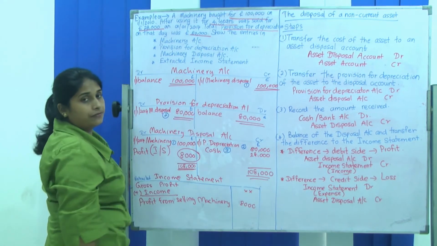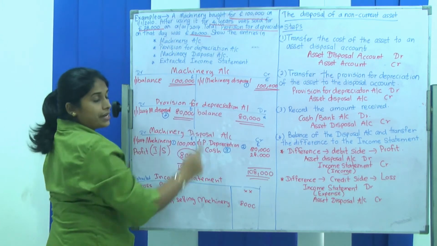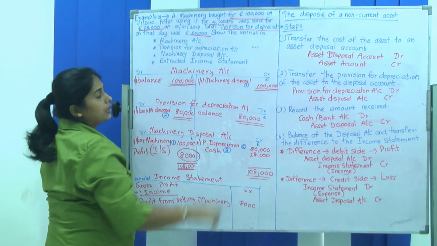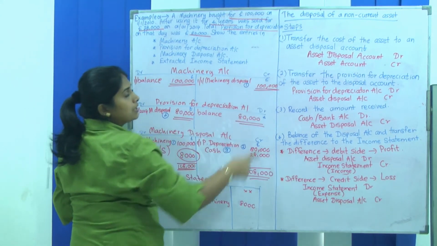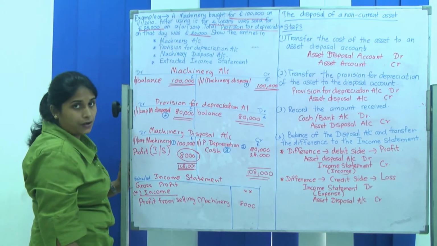So after doing the first step, you have 100,000 on both sides, that means the machinery account no longer continues. After that you have to transfer the provision for depreciation account.